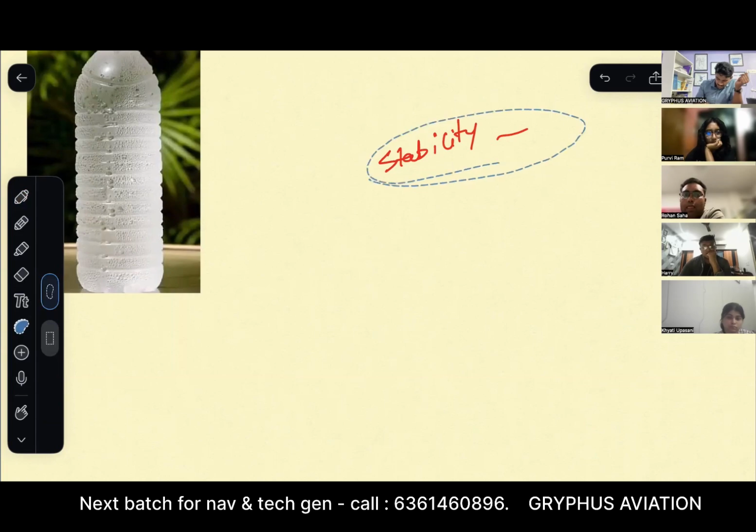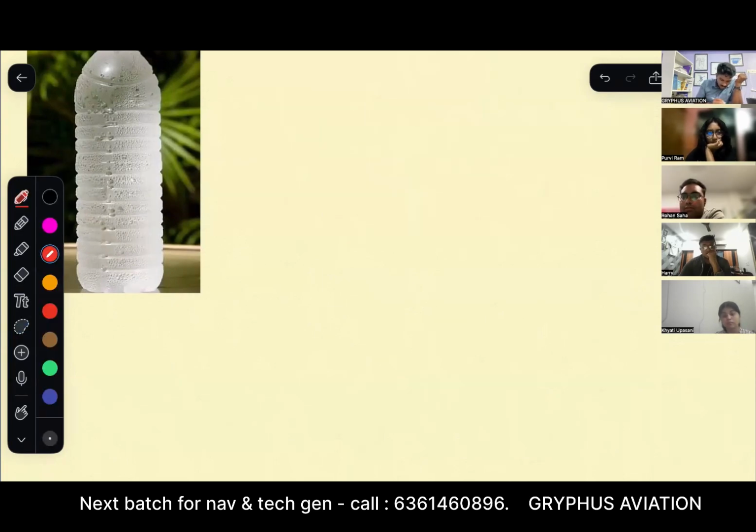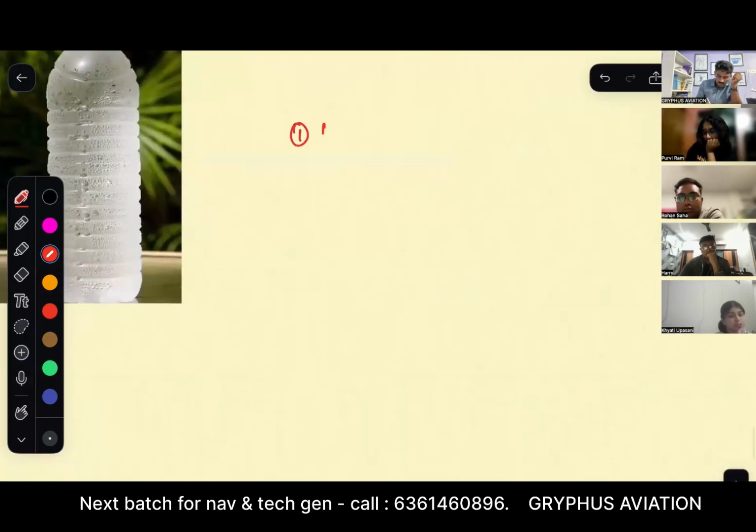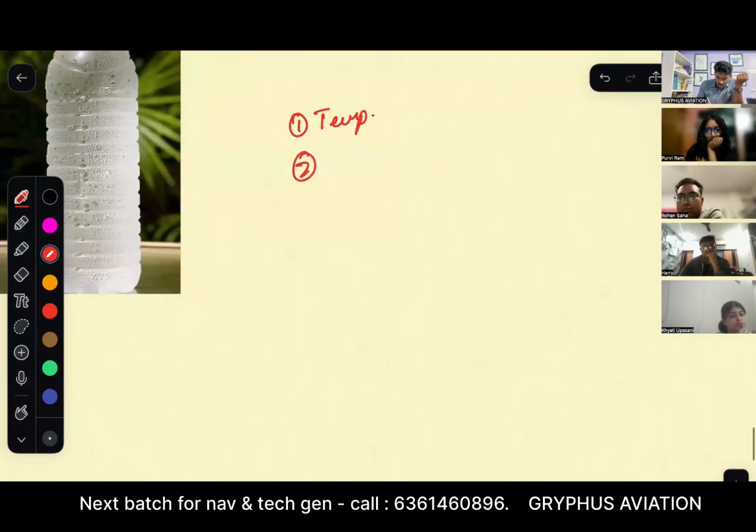Okay, we'll start. When we talk about meteorology, I feel there are four things which are very fundamental, without which there is no weather, no atmosphere in our world. We are not studying meteorology if they are not there. Number one is your temperature. Number two is your pressure. Number three is your water vapor. Although it is only 4% in the atmosphere, without water vapor it's going to be a complete desert.